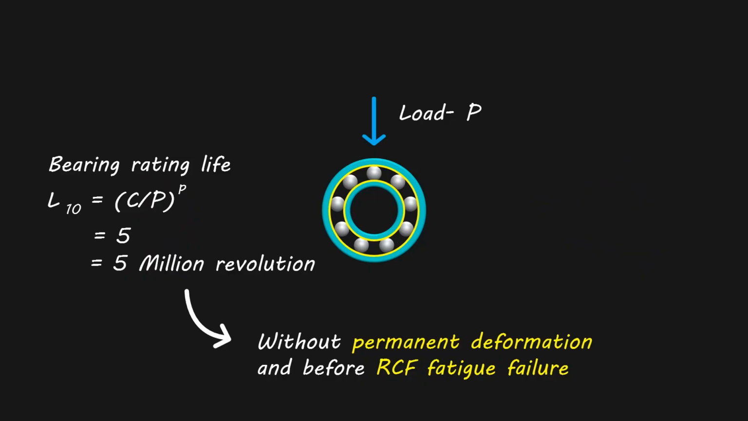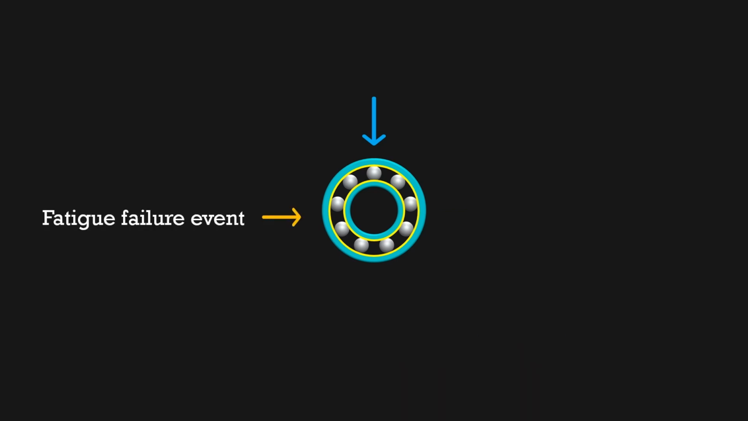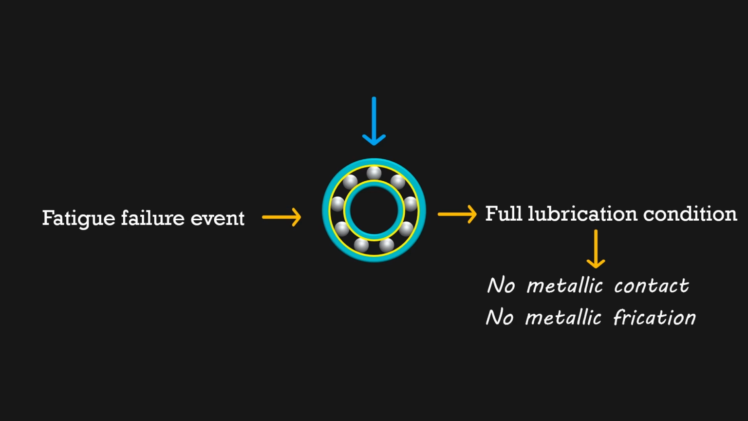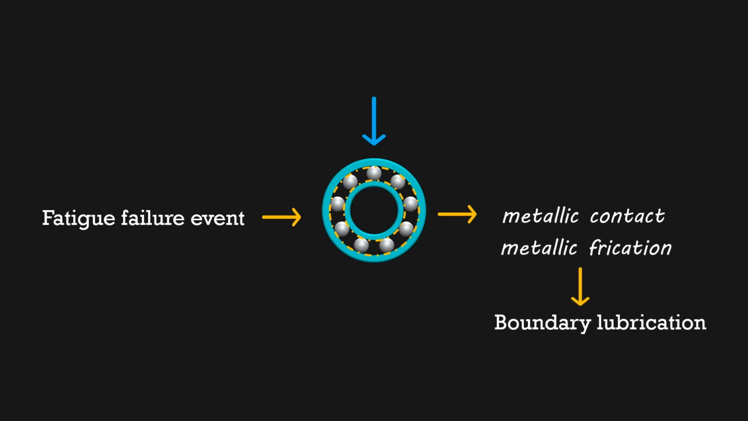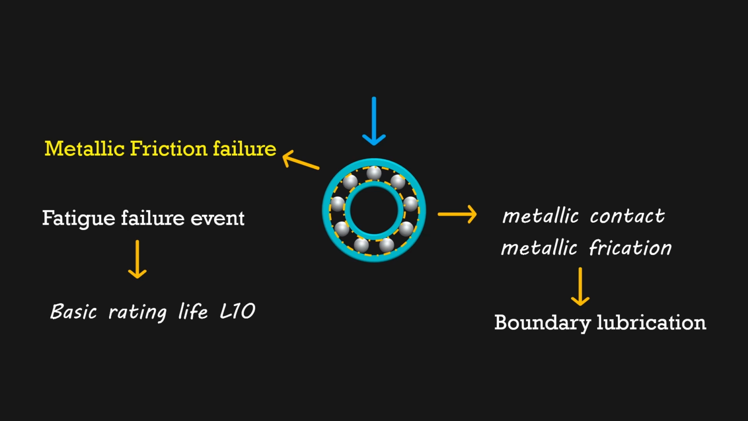But here we have to understand a very important thing: the bearing rating life L10 ensures against fatigue failure only if the bearing is running in full film lubrication condition. It means we can predict the fatigue failure event only if the bearing is running in full film lubrication, which means no metallic contact, no metallic friction within the bearing. But in case the lubricant cannot make a full film, then metal to metal contact will happen, which means metallic friction will happen. And eventually, before fatigue failure, the bearing will fail because of metallic friction. Then there is no benefit of predicting fatigue failure with the bearing rating life L10 calculation. Moreover, by definition, fatigue failure of a metal is when the metal goes under cyclic load, not under friction.